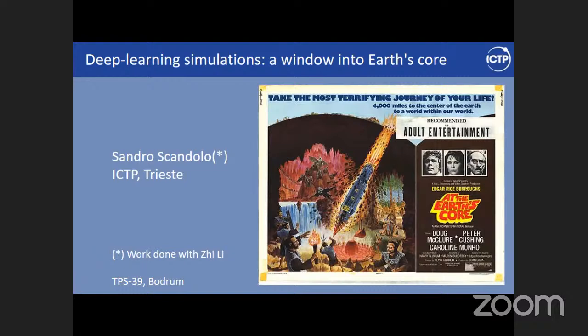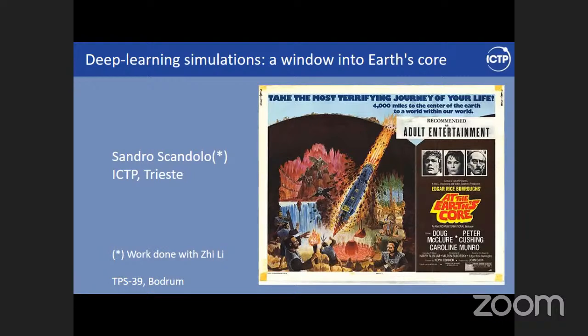What I'm going to talk about today is simulations we are doing to try and understand the Earth's core. The Earth's core is a very unknown place of the universe, more unknown than we actually think. In fact, the deepest hole that was dug by human beings is only 12 kilometers deep. So all we know about the Earth's structure comes from indirect information, primarily from seismic waves.